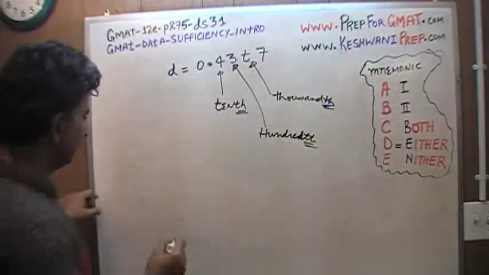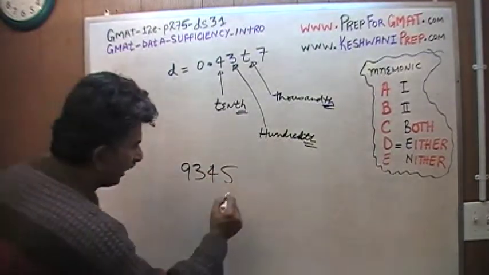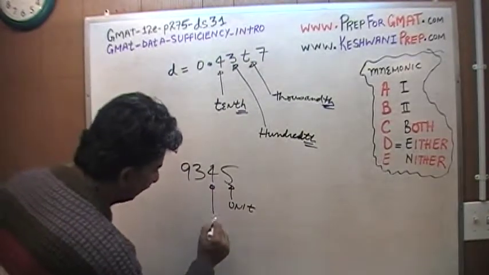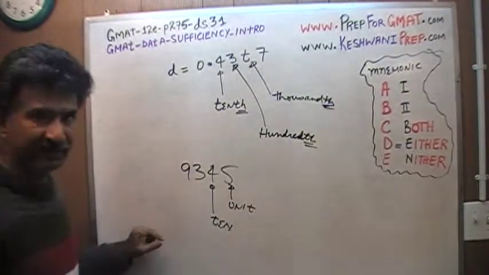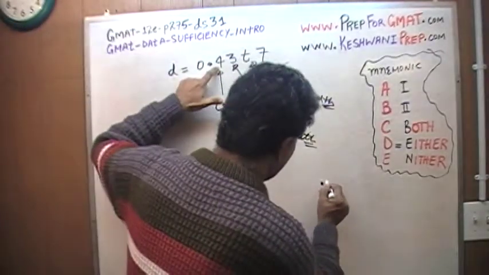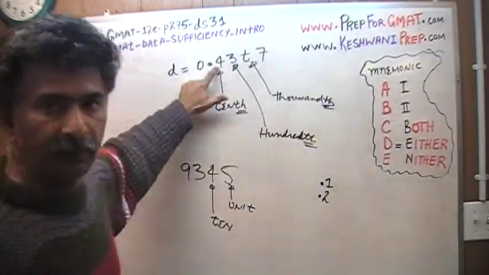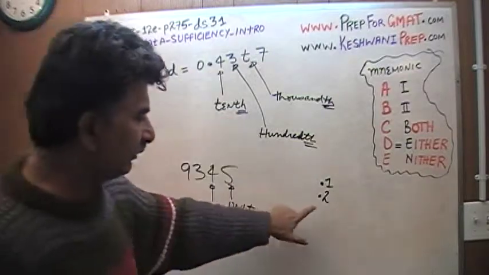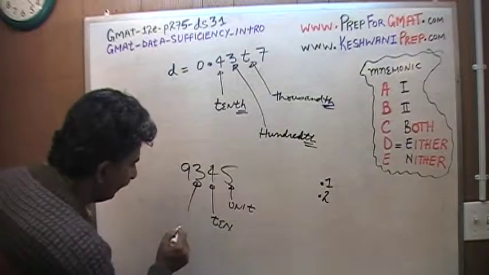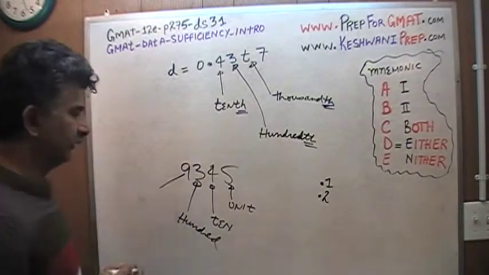On the other hand, if I have something like 9,345, then 5 is called the unit digit, 4 would be called the 10 digit, not 10th. The 10th digit is different, because for example, if you have 0.1, that's the 10th. 0.2 is 2/10, and so on and so forth. So if it comes as the first digit after the decimal, it is the 10th. This is the 100 digit, and of course the 1000 digit, and so on and so forth.